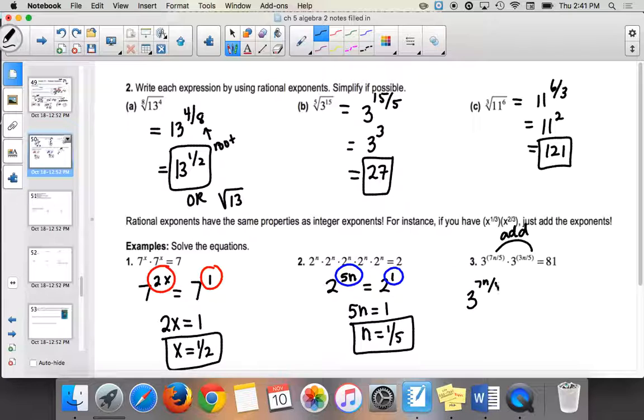whatever 7n over 5 plus 3n over 5 is. What is that? 10n over 5, which is? 2n. So we have 3 to the 2n is equal to 81.